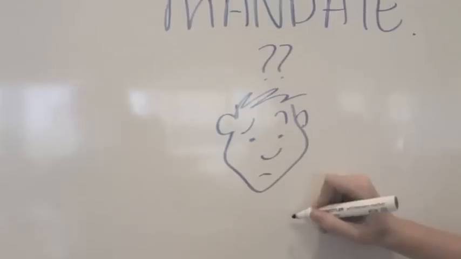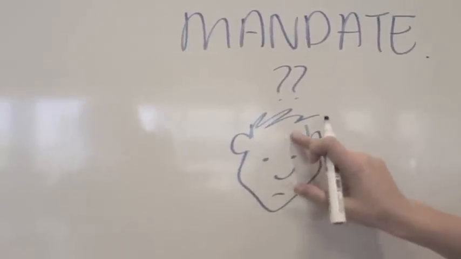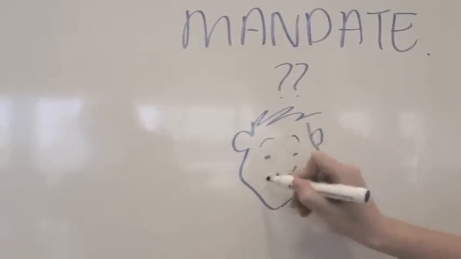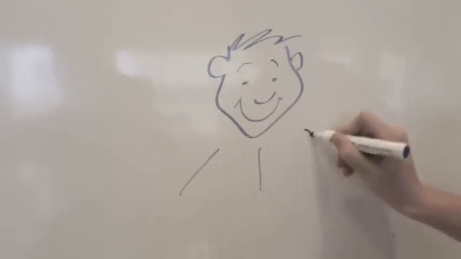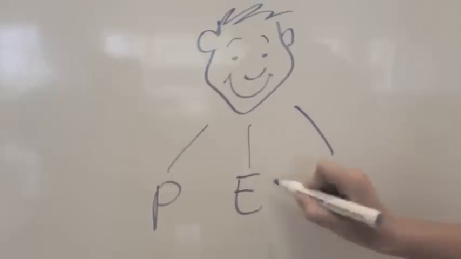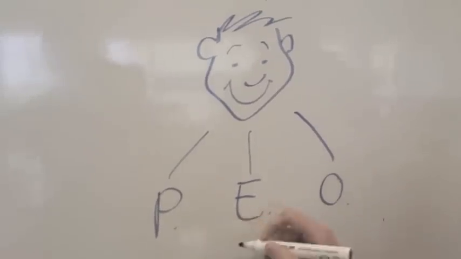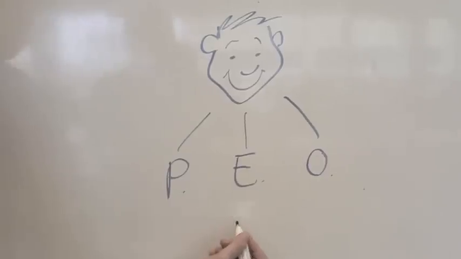Okay. Enough of this complicated stuff. Let's go with something a little bit simpler. Basically, the OT is going to intervene principally in three different spheres. There is, first of all, the person, their environment, and their occupations. Let's go into more detail now.